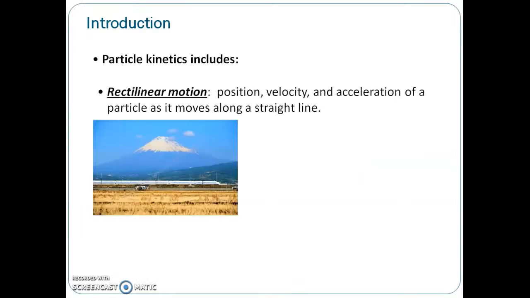When we say dynamics of particles, it includes two types of motions. The first one is the rectilinear motions. Here we are saying that the positions, the velocities, and accelerations of particles as they move along a straight line. So rectilinear motion is referring to straight line motions.